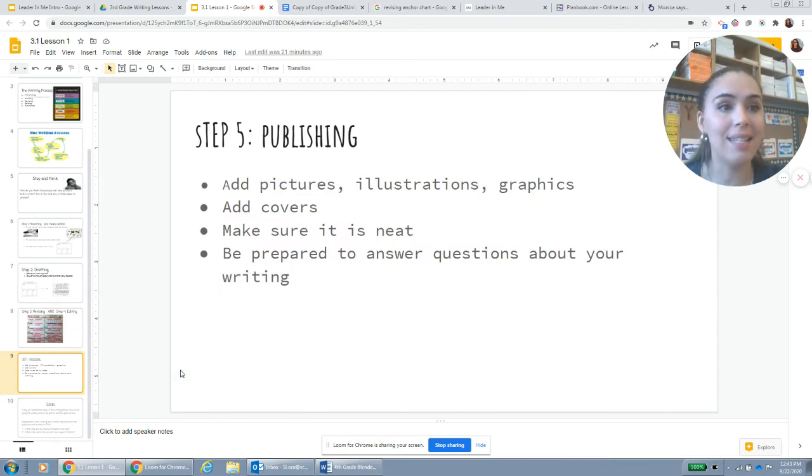Last but not least is the final step, which is publishing. Publishing is where you make your final piece. You add pictures, graphics, you can add a cover, you make sure that it's very neat, and you are prepared to answer questions about your writing. You did everything you had to do, so now you can answer questions about it if someone asks you.